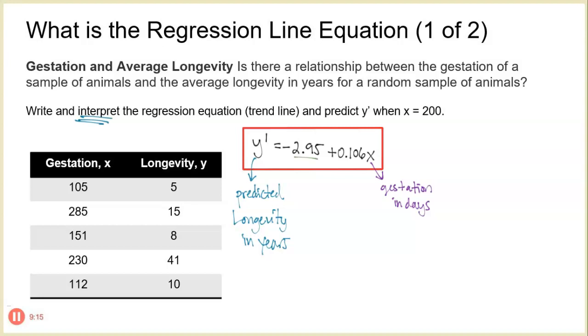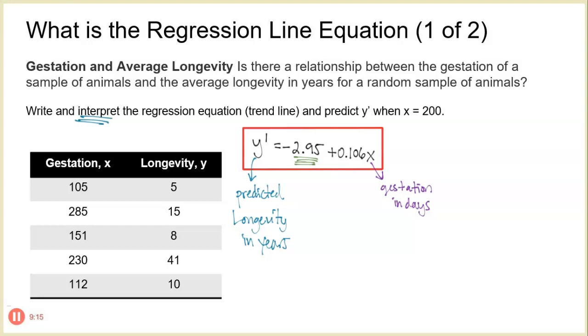Now, this value, which is the y-intercept, may or may not make sense for the situation. The y-intercept is more or less like a starting value. So if the gestation period is 0 days, then we expect the animal to live negative 2.95 years. That really doesn't make any sense, but that's literally what it means in this situation.